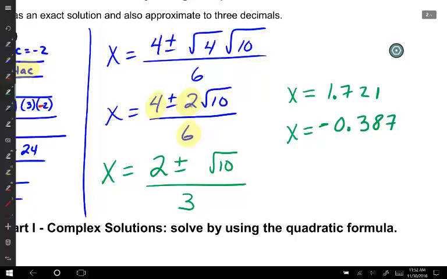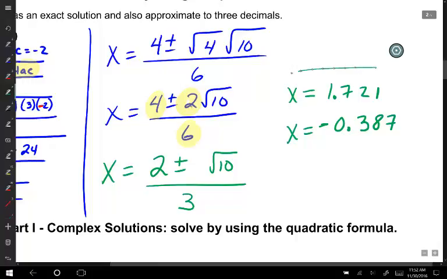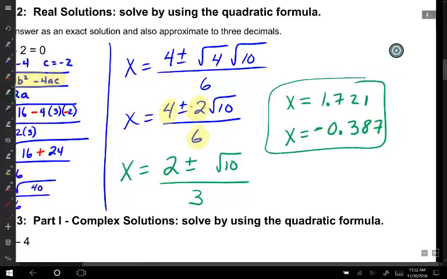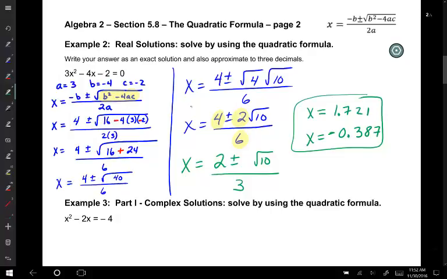Now, I'm pretty sure of those answers for one simple reason. I need you to look at this problem and look at the actual problem. And what do you notice?